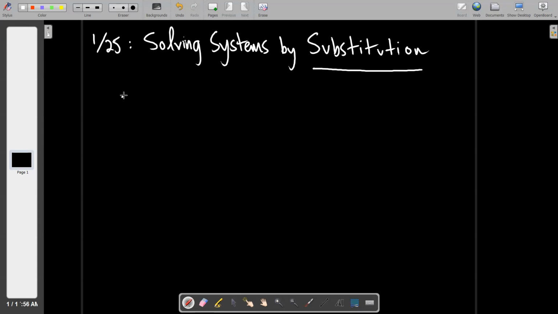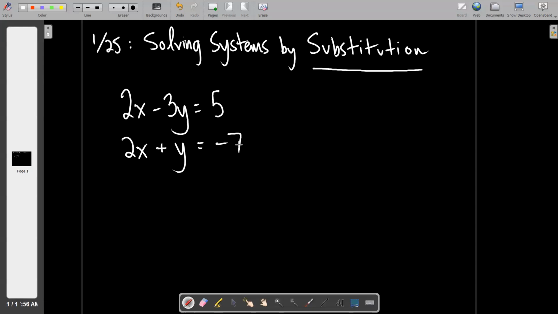So, 2x minus 3y equals 5, and 2x plus y equals -7. Sometimes you'll see systems written like this.